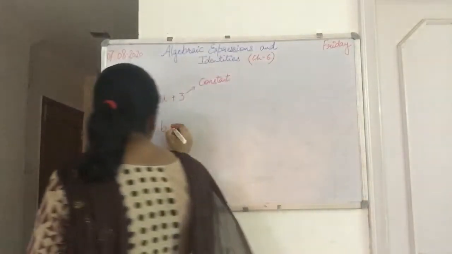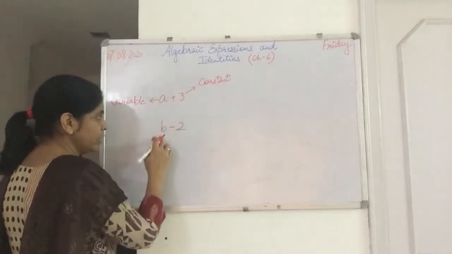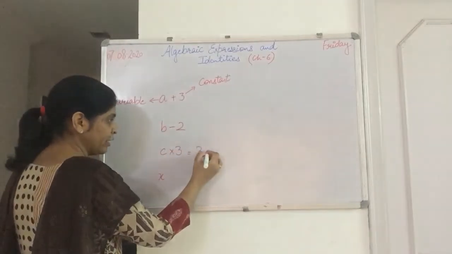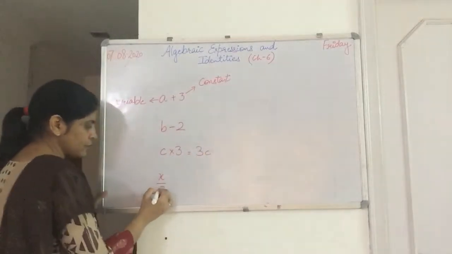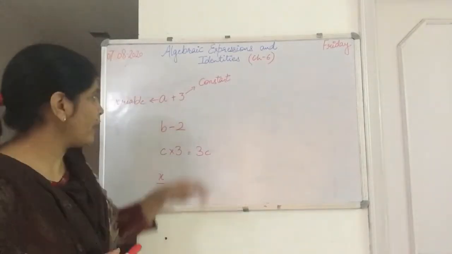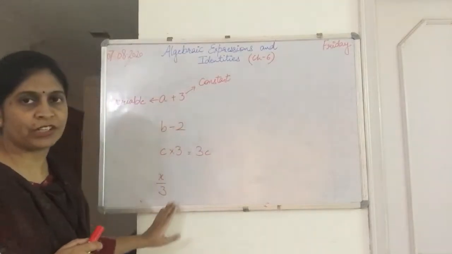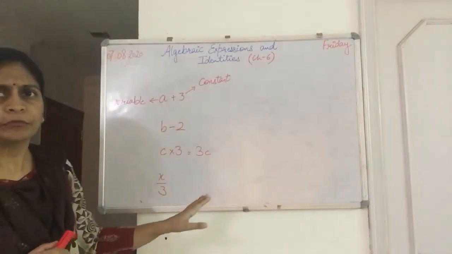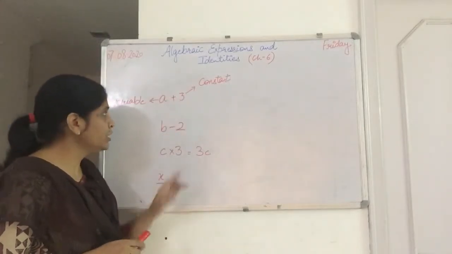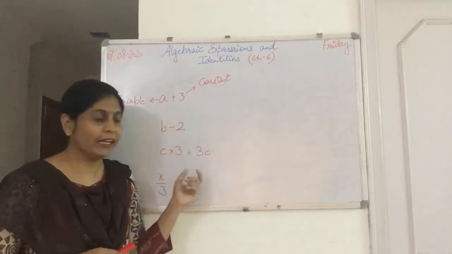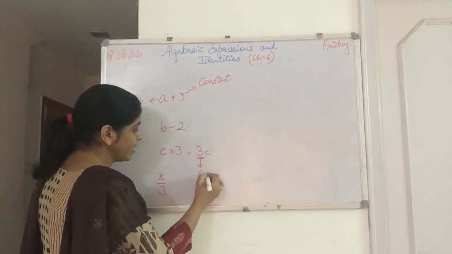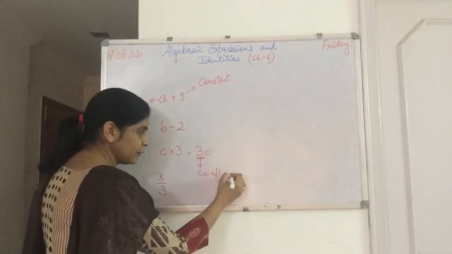So let us do this. I have written a plus 3, b minus 2, 3 into c, which can be written as 3c, and x divided by 3. So I have done addition, subtraction, multiplication and division. Now students, remember one thing: when we add or subtract, the number is a constant, but when we multiply any number by a variable, this number is called the coefficient.